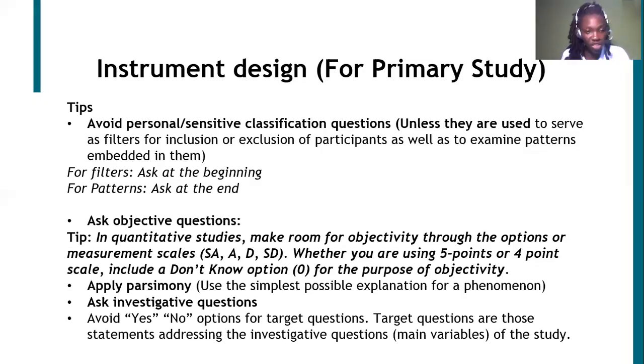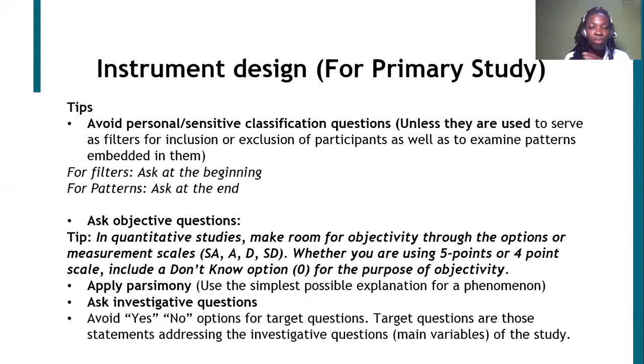Ask objective questions. Try to avoid yes or no questions. So for the investigative questions, if you're using what is called a Likert scale questionnaire, that's a questionnaire that makes use of scales, like strongly agree, agree, disagree, strongly disagree. That is a 4-point scale. When you have neither agree nor disagree included, that's a 5-point scale.